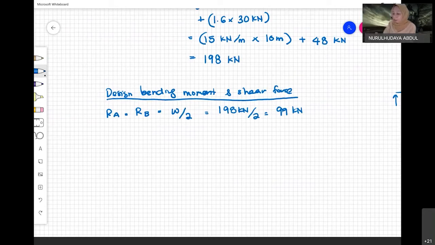And then obviously it is maximum shear force, so FV adalah 99.